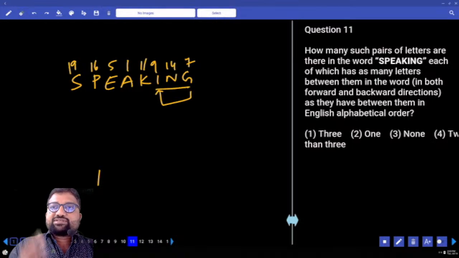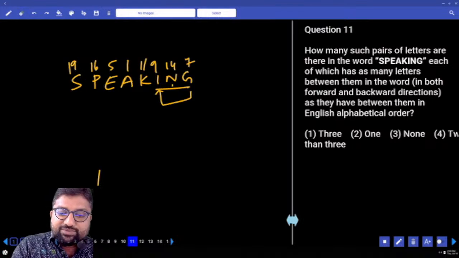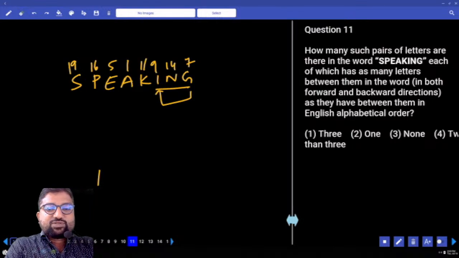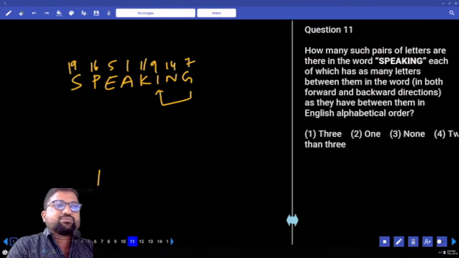11, how many are on the right side? 3. So 11 plus 3 is how much? 14. So you should have numbers from 12 to 14. Do you have numbers from 12 to 14? 14 is there, but at which place is it? 13th. Left side of 11, do you see any number from 12 to 14? No.